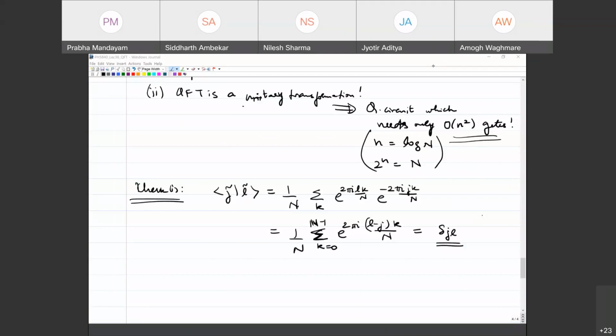So if l is equal to j, then what happens? This is just all ones, and you're summing over n of them, so that gives you 1. And if l is not equal to j, then you're summing over the nth roots of unity, including 1, so that should then give you 0. So this is the sum of roots of unity.